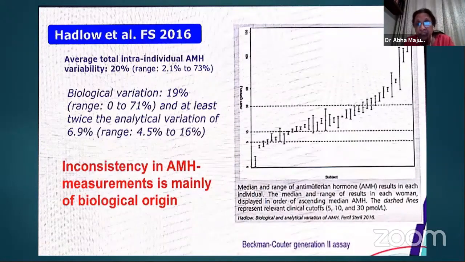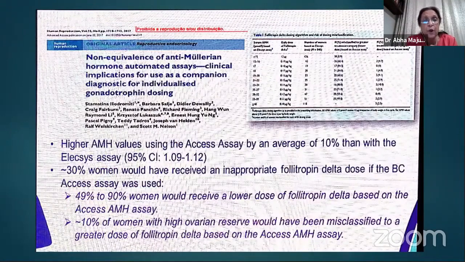And if you see the median and range of anti-Mullerian hormone results in each individual, you'll find a big range over there, which goes up to almost 10 picomoles and comes down to 2 picomoles. So there is a variation which is 19%, range 0 to 71%. Similarly, the assay also has variations. So: non-equivalence of anti-Mullerian hormone automated assays, clinical implication for use as companion diagnostic for individualized gonadotropin dosing.